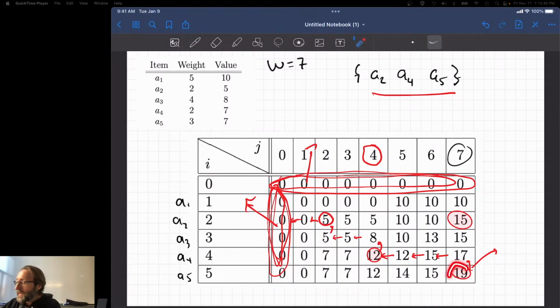So 19 and 17, there's a difference, right? That means that I must have chosen to take it, right? Because if I didn't, then they would be the same, right? 15 to 15, that just got copied down. Now it could be that 15, well, it didn't get copied down. It actually got copied from somewhere over here, but then that leads to an equivalent solution. Right? You take these 3 items over here, you take these 3 items over here, it leads to the same value. That's perfectly fine too.